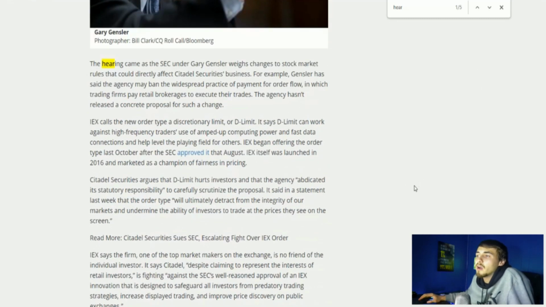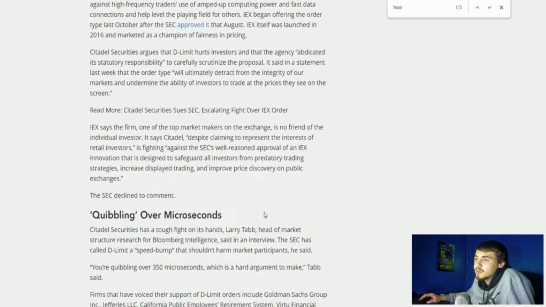Citadel Securities argues that D-Limit hurts investors and that the agency abdicated its statutory responsibilities to carefully scrutinize the proposal. It said in a statement last week that the order type will ultimately detract from the integrity of our markets and undermine the ability of investors to trade at the prices they see on the screen.